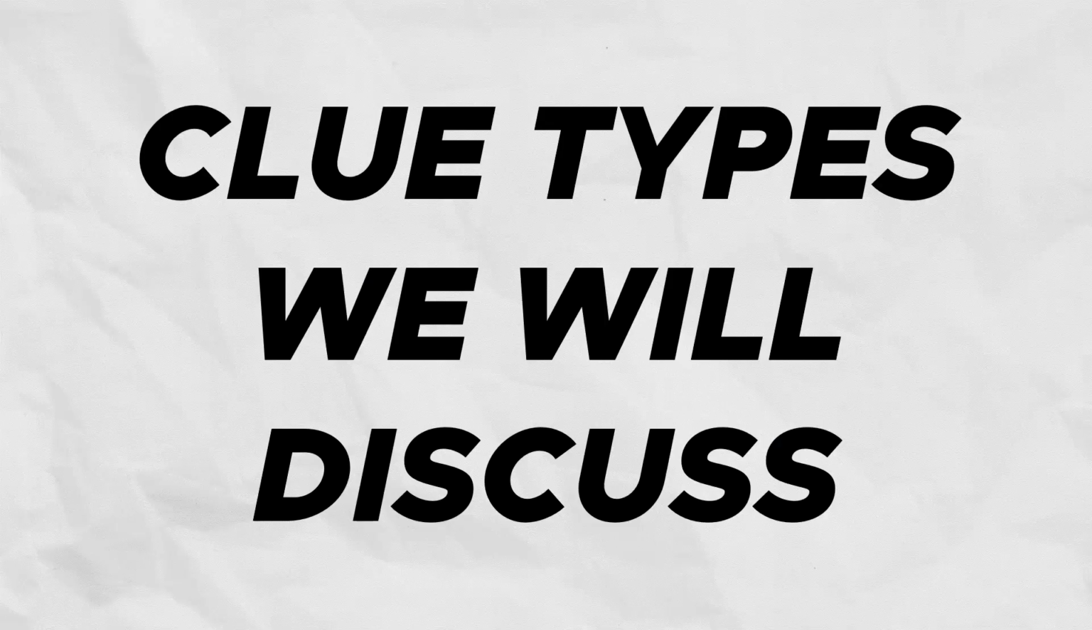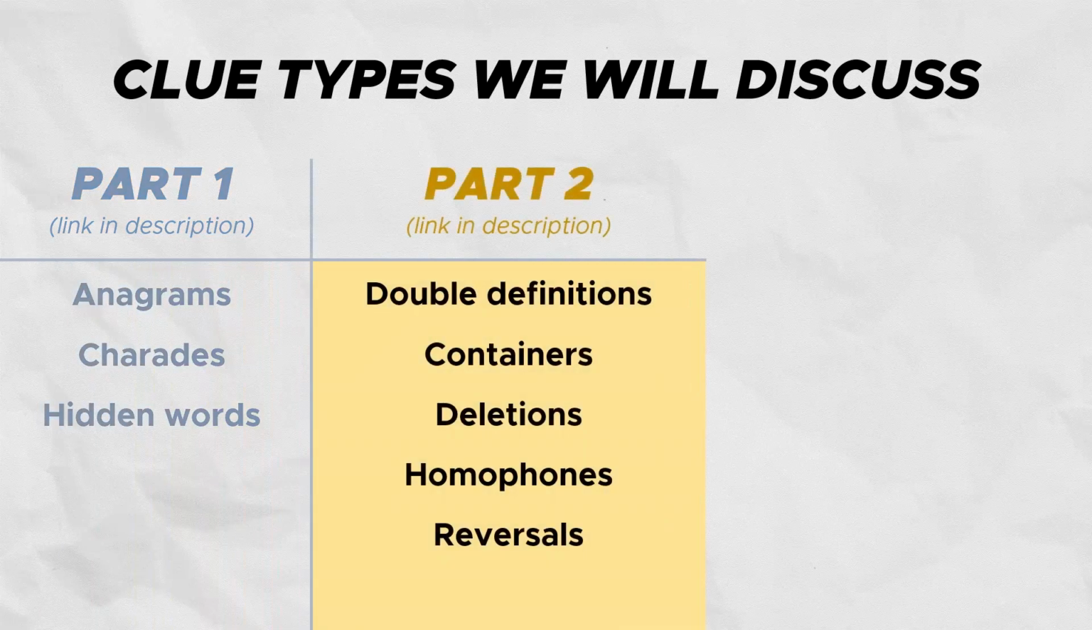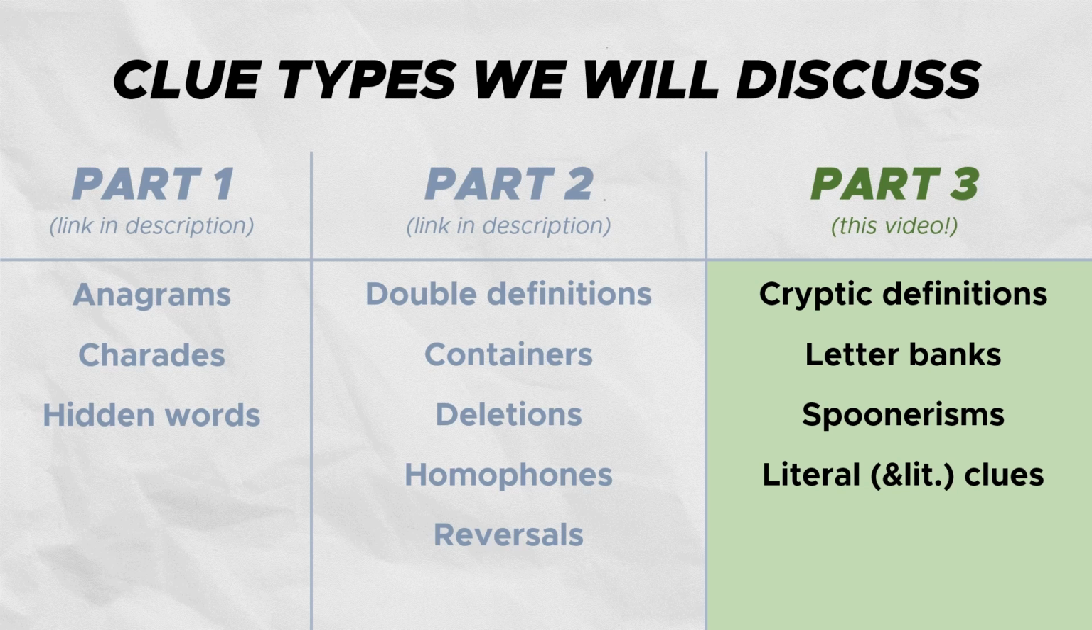Let's go! In part 1, I explained the basics of cryptic crosswords and discussed anagrams, charades, and hidden word type clues. In part 2, we covered double definitions, containers, deletions, homophones, and reversals. Links to both of those are in the description. In this video, part 3, we are going to cover cryptic definitions, letter banks, Spoonerisms, and literal clues.